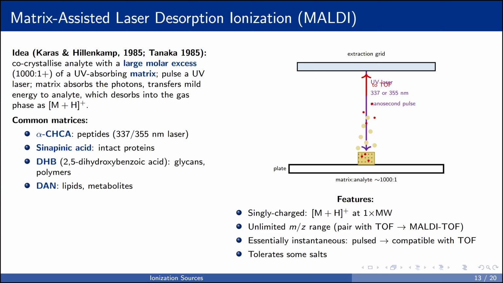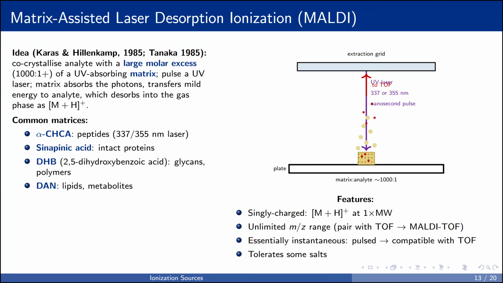MALDI is pulsed, which is actually perfect for TOF because TOF is inherently pulsed too. The laser pulse and the TOF extraction happen on the same nanosecond timescale. MALDI tolerates small amounts of salt better than ESI does, which is useful for biological samples. But MALDI has its own peculiarity called sweet spots. The crystal surface is heterogeneous and different parts of the spot give wildly different signal. Modern MALDI-TOF instruments search for sweet spots automatically by rastering the laser across the spot.